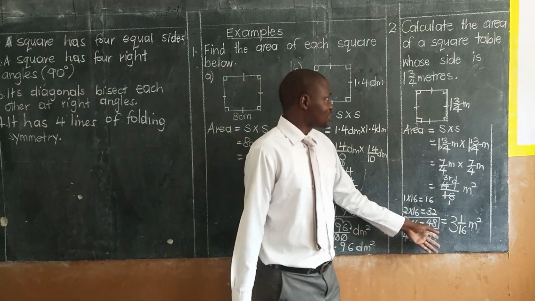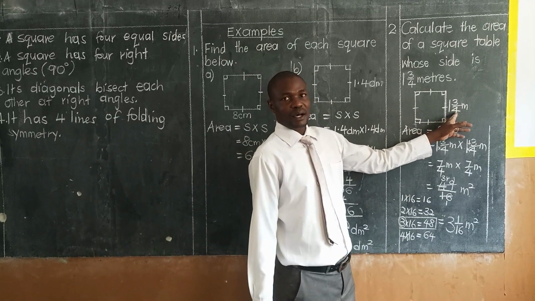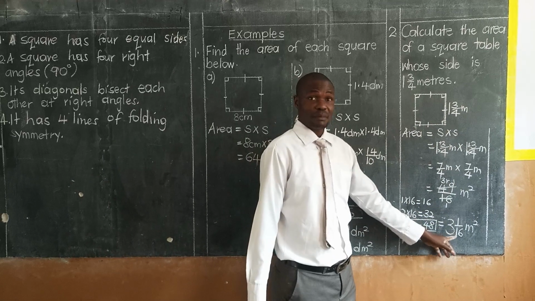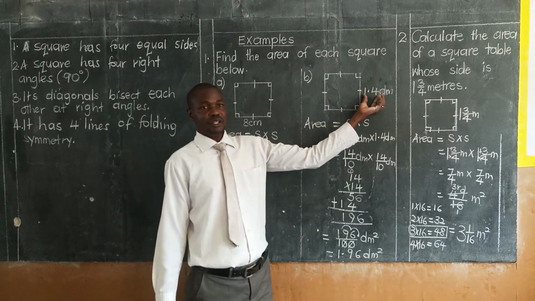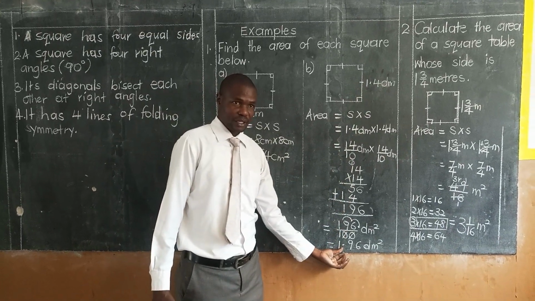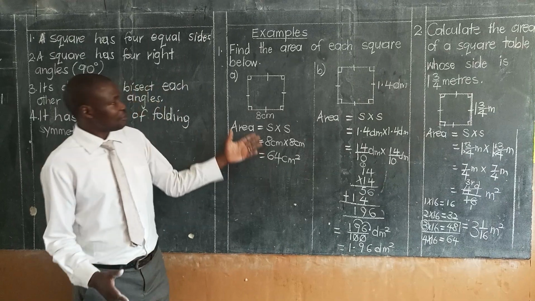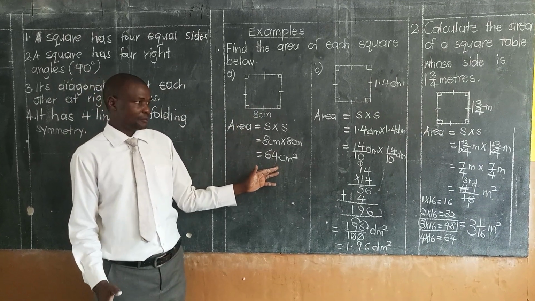Something to note here is that when you're given each side as a mixed number, your answer also must be a mixed number. If in the question you're given a decimal fraction, the answer must be a decimal fraction. If we have a whole number in our question, the answer must be a whole number.